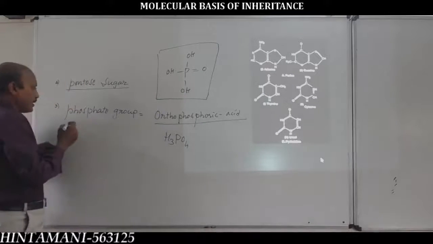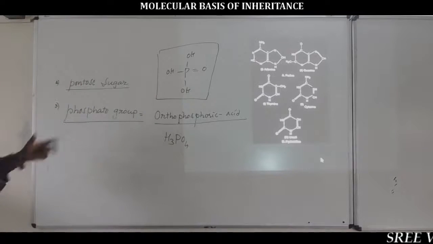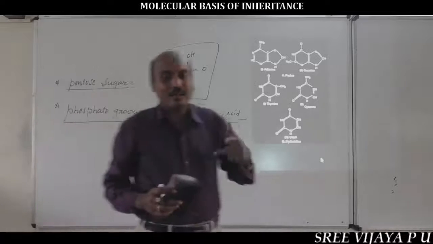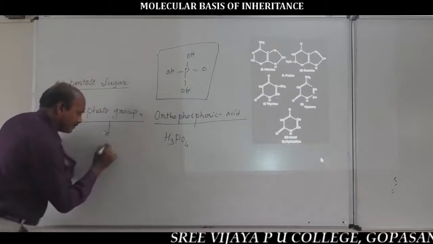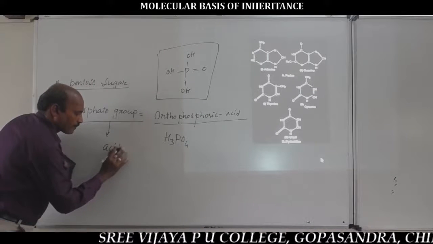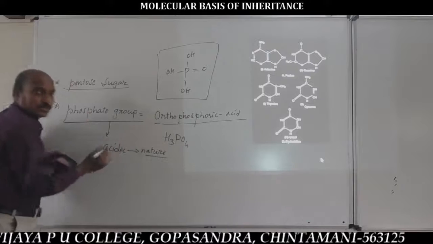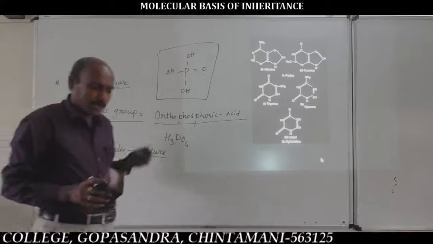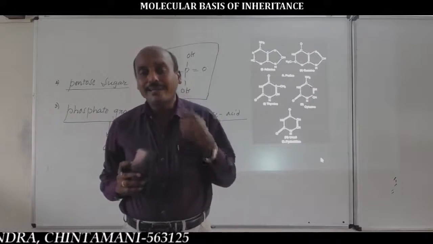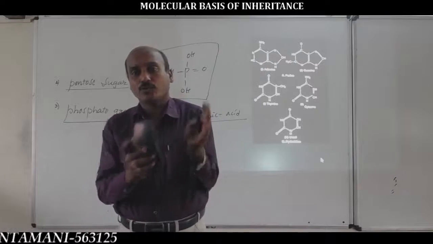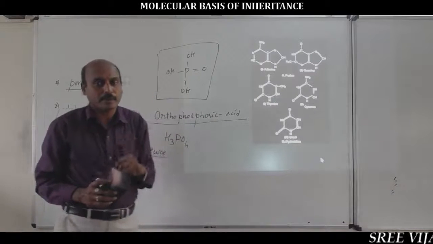Very important. The major role of orthophosphoric acid, the phosphate group, in nucleic acid is that it provides acidic nature, an acidic medium, to nucleic acids. Very important reason: the phosphate group provides acidic nature to nucleic acids, due to the presence of orthophosphoric acid.